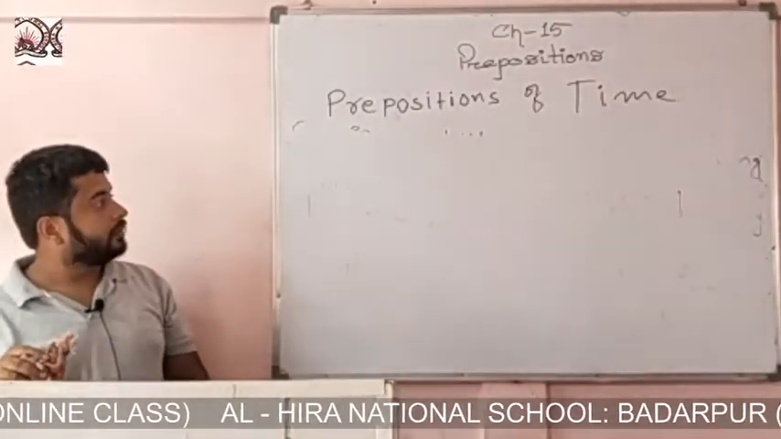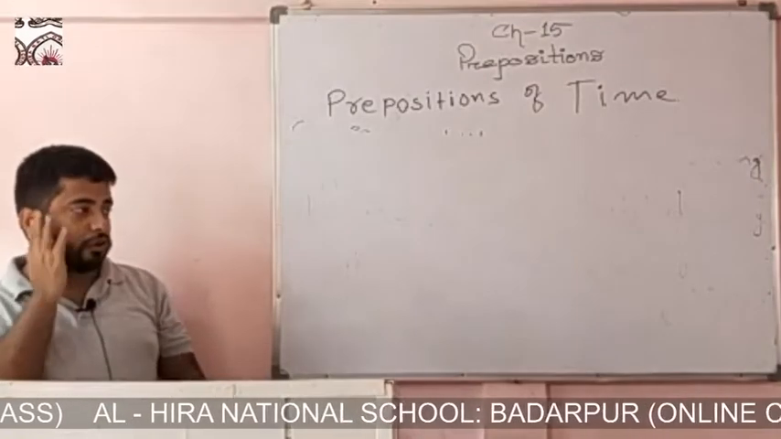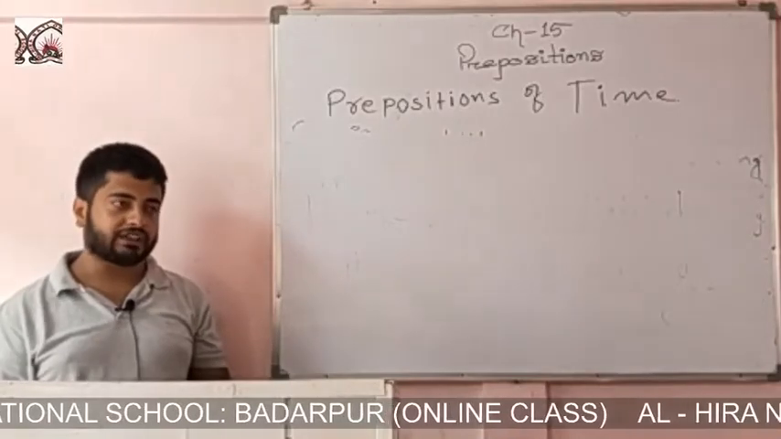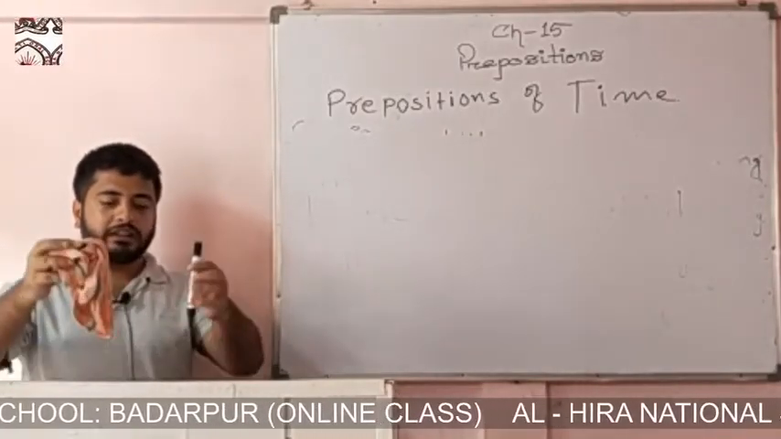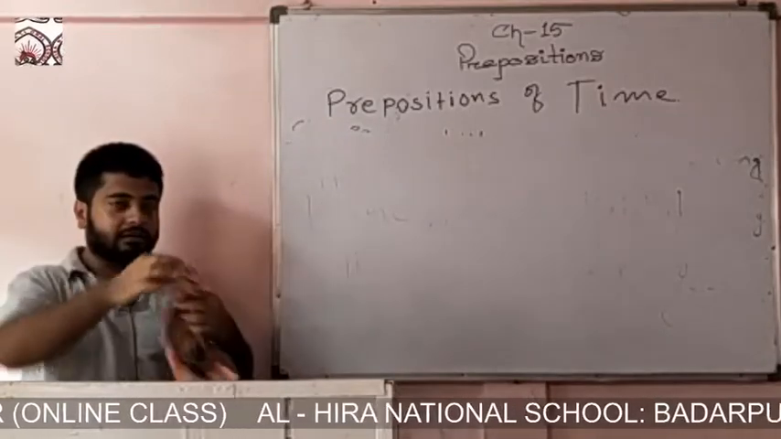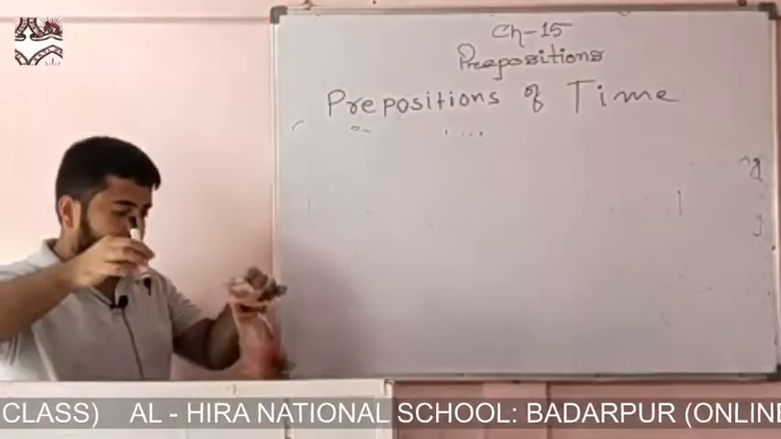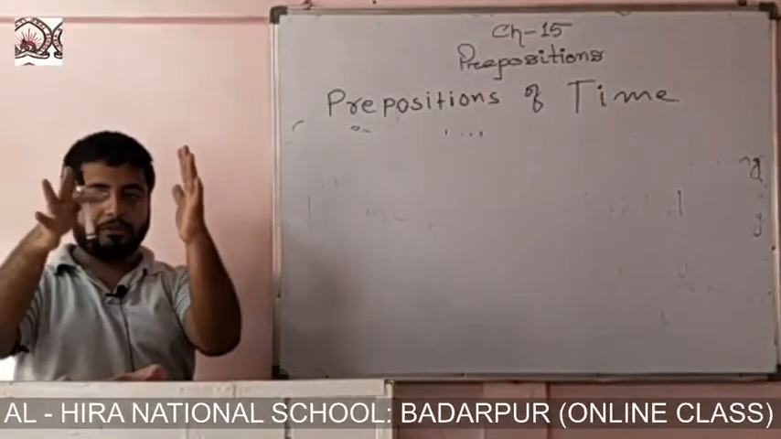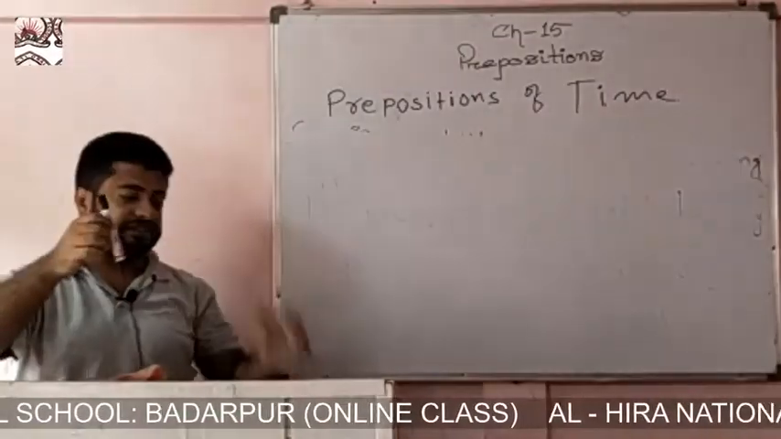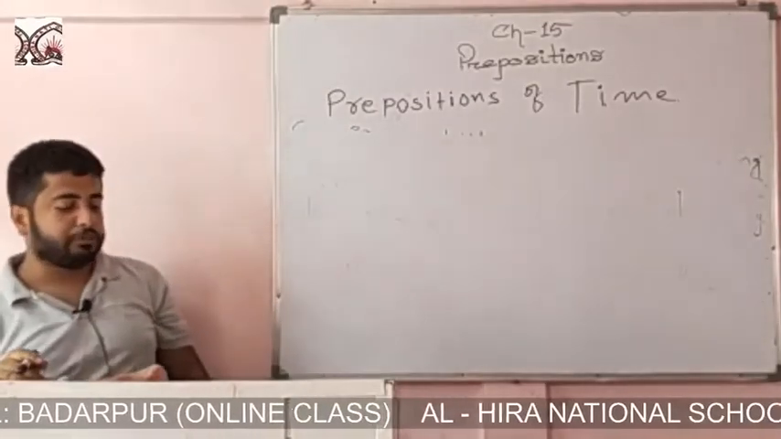And now the next preposition is between. So where will we use between? After one time and before the next time. Between means in the middle of something. In the middle of both my hands, the pen is there. So between means in the middle of something.